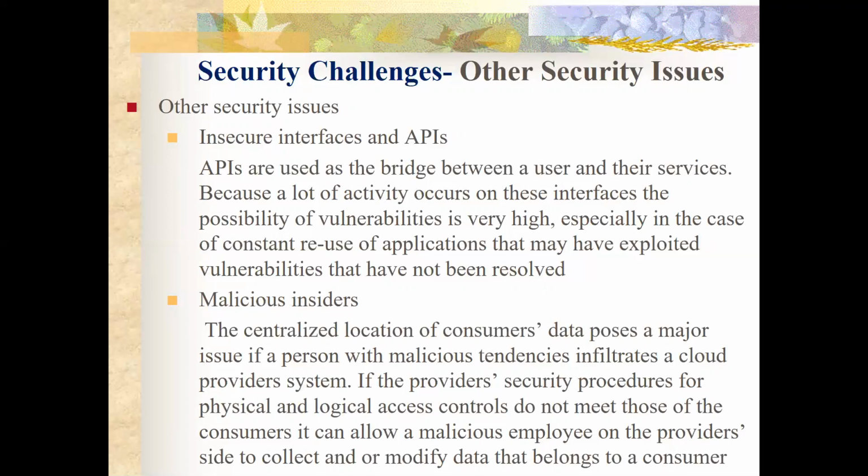That's API related. Another one is malicious insiders. The centralized location of consumers' data poses a major issue if a person with malicious tendencies infiltrates a cloud provider system. If the provider's security procedures for physical and logical access control do not meet those of consumers, it can allow a malicious employee on the provider side to collect and/or modify data that belongs to a customer. This is the hardest one. If you have an employee working for the system who tries to do something bad, my personal opinion is that this is the hardest one.